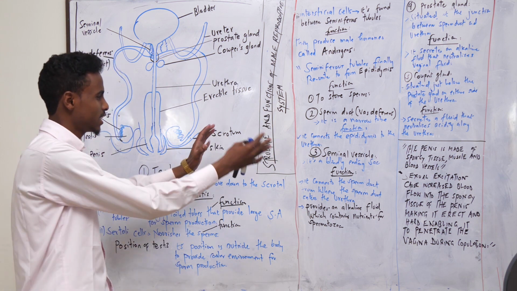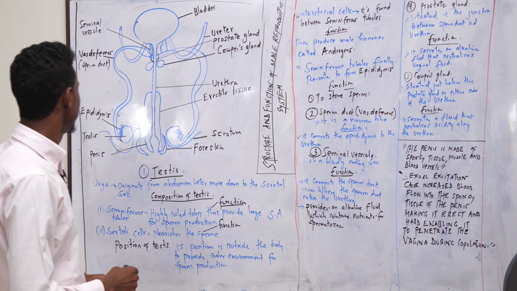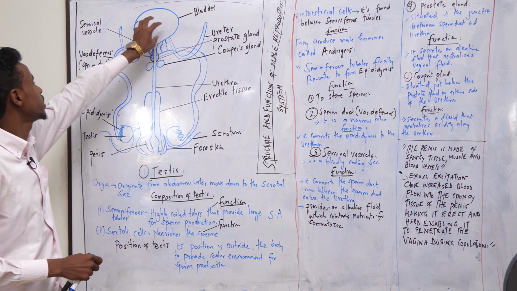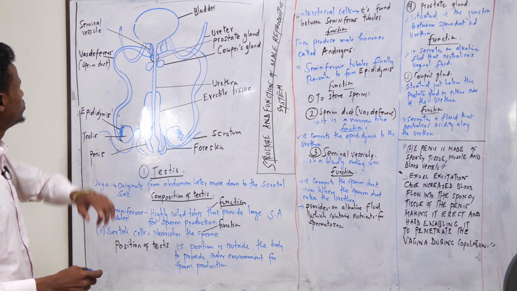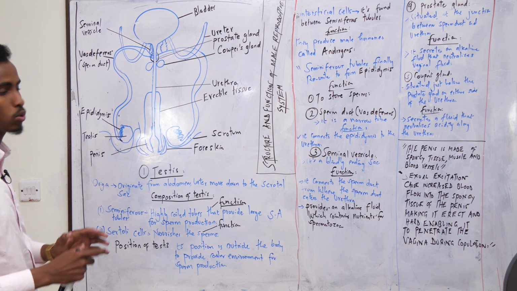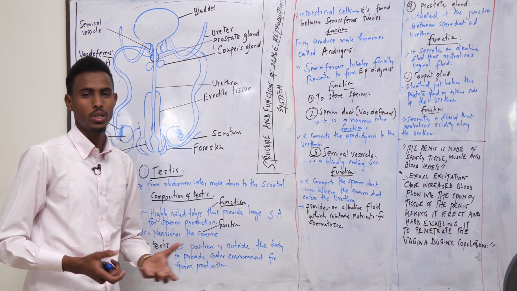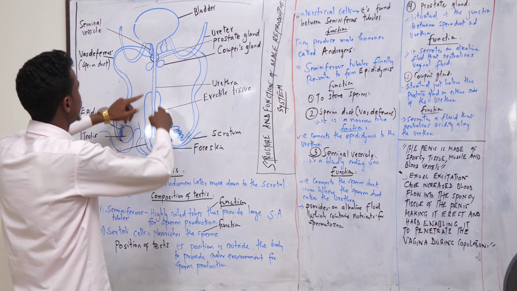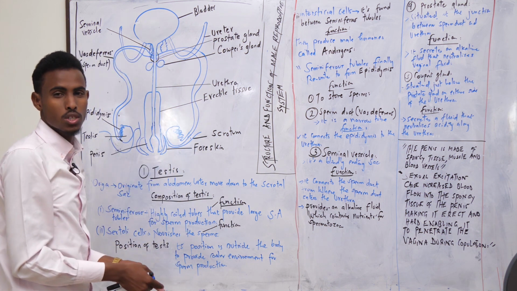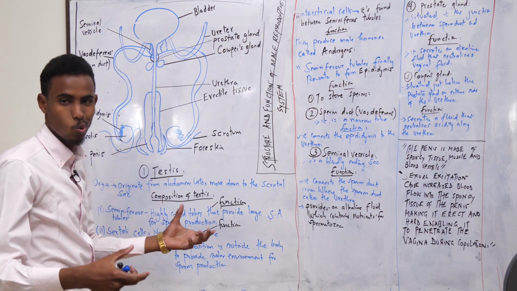Now before we start looking at the function, let's look at the structure first. Here we are seeing we have the urinary bladder. And in our previous class, when we were talking about the urinary system, we said the urinary bladder stores the urine temporarily. Again, we can see we have the urethra, which was the passage of urine after the sphincter muscles relax.